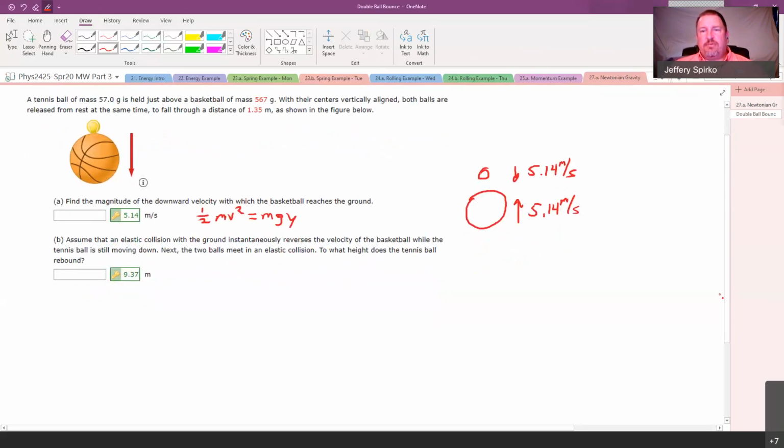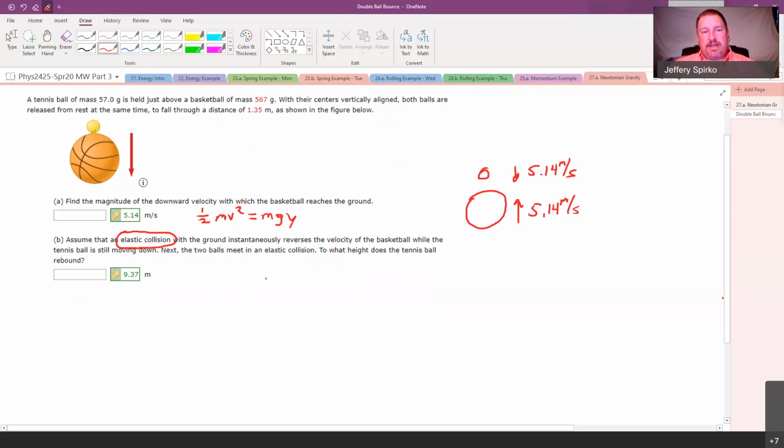So now what we need to do is the elastic collision. Like I showed in the lesson and in the examples that I did last week, the easiest way to deal with the elastic collision is not to use momentum conservation and energy conservation. The easiest way to do the elastic collision is using the relative velocity method.